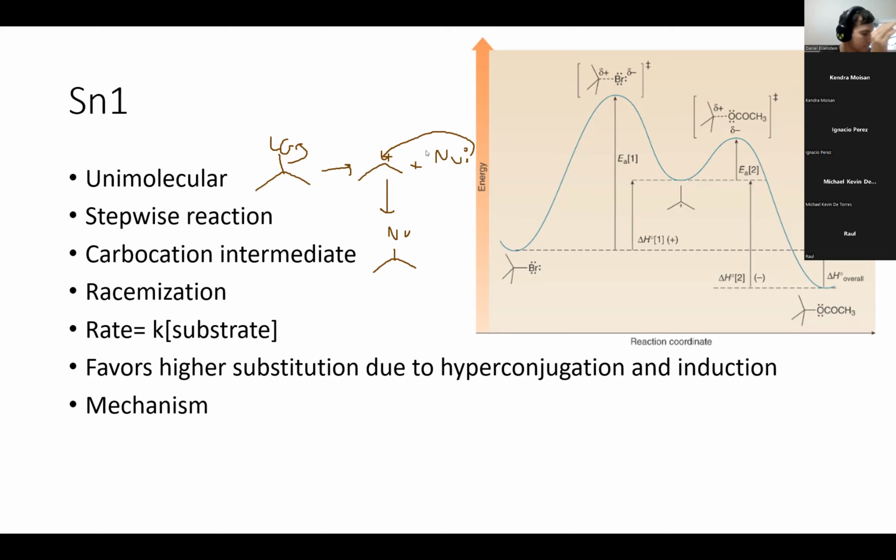So let's take that word planar. That means it's flat, right? If something is flat, that means I can hit it from over here and over here with a 50-50% probability. Therefore, I form this enantiomer and this enantiomer in equal concentrations, which is called a racemate. So the stereochemistry of this reaction is racemization.